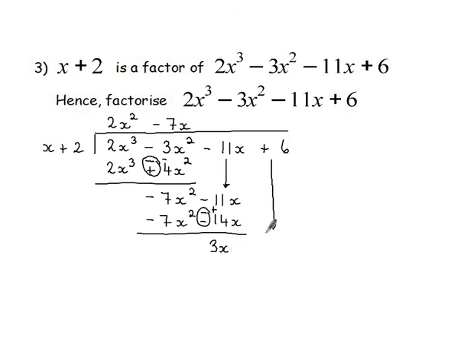Drag down this plus 6, ready, and last part. So 3x divided by that x gives you plus 3, and times out, 3 times x is 3x, 3 times 2 is plus 6, and when we subtract these we get 0. So again, take that answer on the top of your bus stop here and factorise.